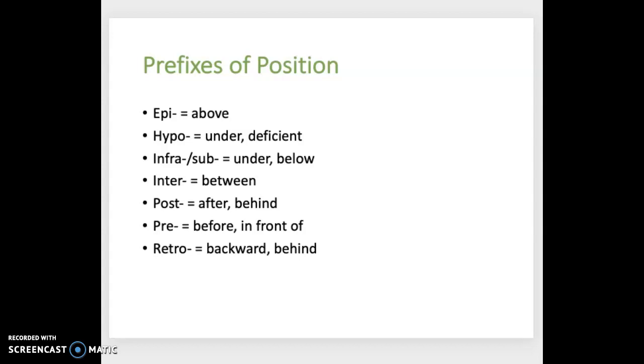First of all, positional prefixes. So these describe the location of something. An example using this very first one, epi, would be epigastric. So epigastric means above the stomach.